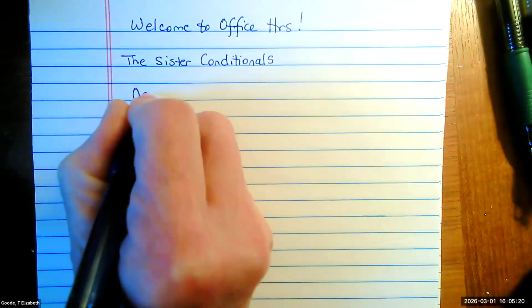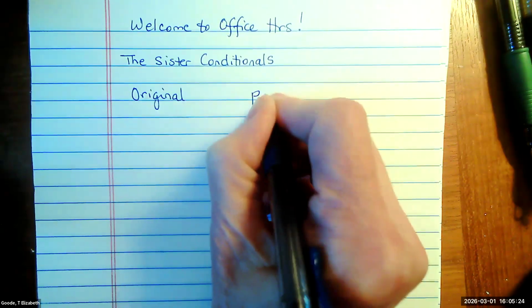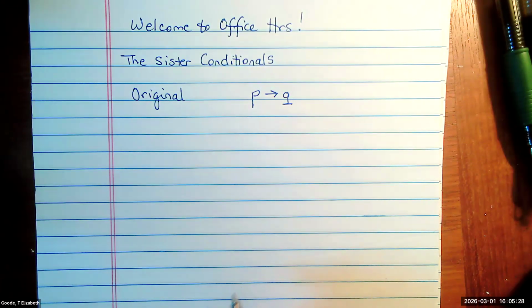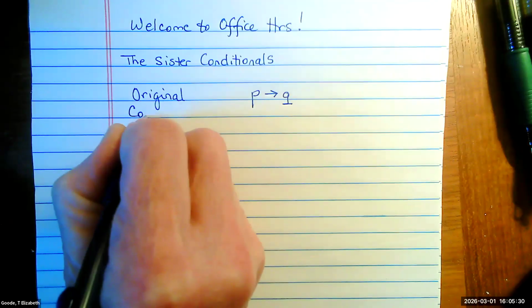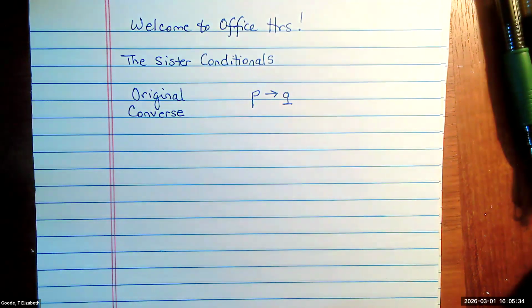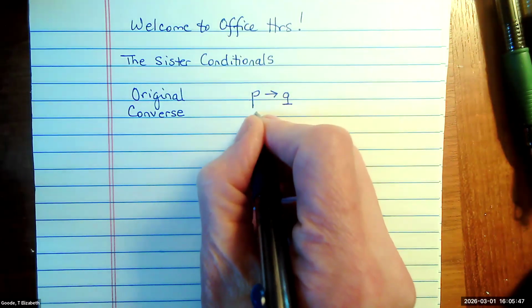So the original would be something like: if P, then Q. We'll just start with that. Then we have the converse. The way you can remember the converse is: Converse shoes are on your feet. So the head goes to the feet and the feet go to the head. So we just switch the Q and the P.